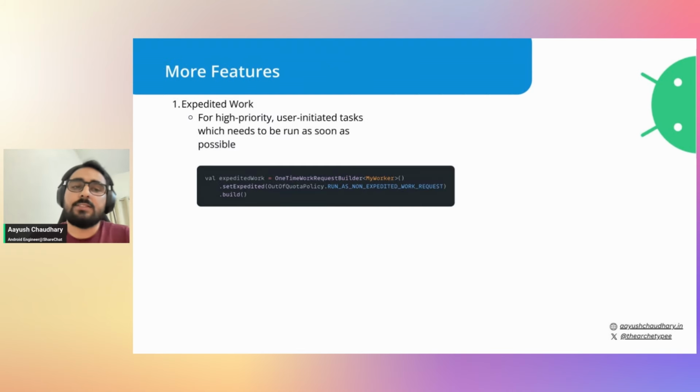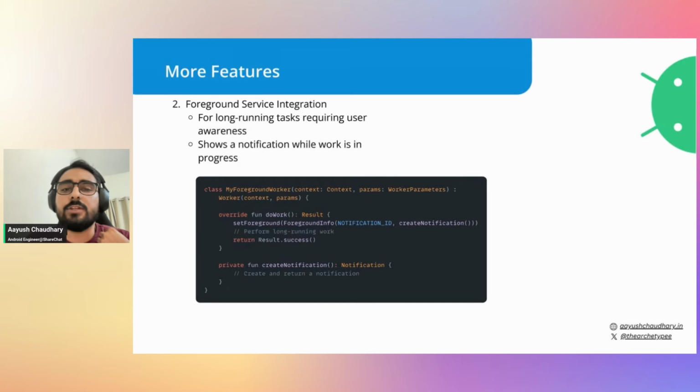WorkManager also provides some other features. Starting from WorkManager version 2.4, for high priority user initiated tasks which need to run as soon as possible, you can use setExpedited and set out of quota policy. It will not guarantee that your work will be done immediately, but it will be done as soon as possible. You can also integrate a foreground service with WorkManager. For that, you have to call the setForeground method, providing the notification in the doWork method.